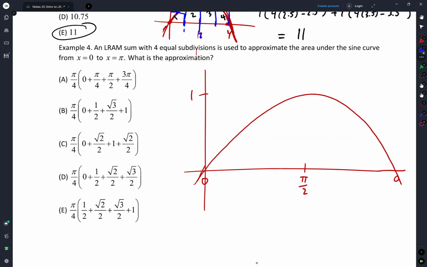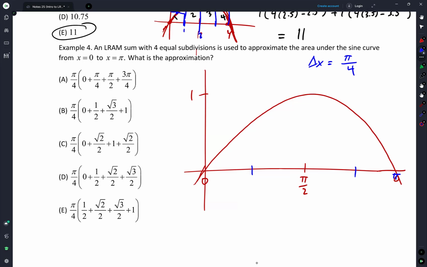So let's see, between 0 and pi, let me put pi here. So my delta x is pi divided by 4. The 4 is the number of rectangles, and the pi is because between 0 and pi is pi. So we're just gonna go by pi over 4, which makes sense. Pi over 4, pi over 4, there it is. We got all 4 pieces now.